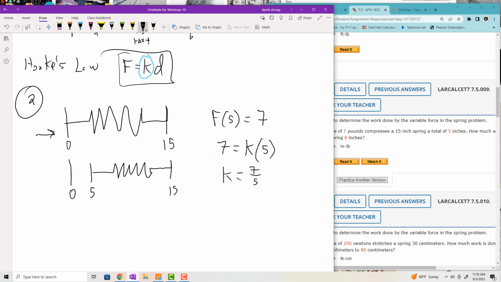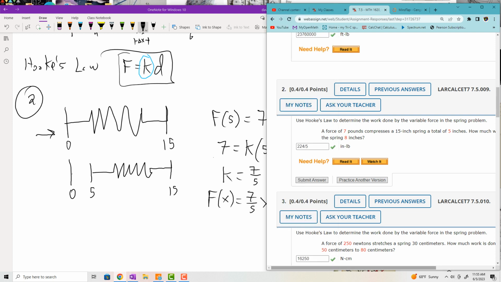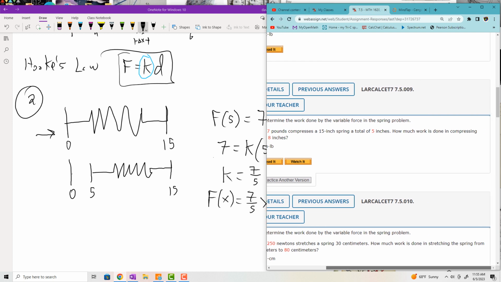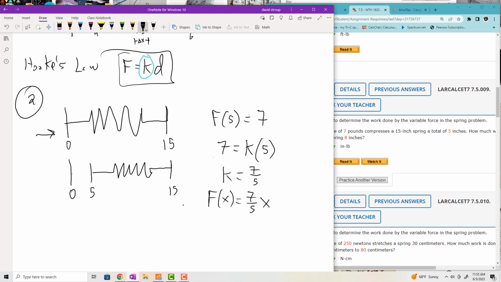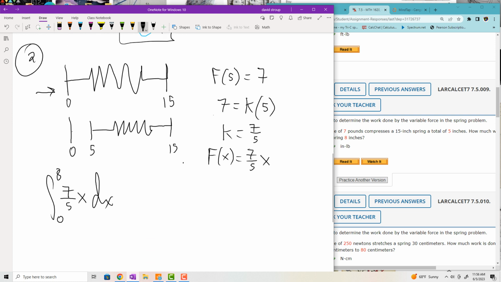And then we have our formula. So we'll write F of x is equal to 7/5 x. In the end, the problem wants to know how much work is done in compressing it 8 inches. So in the integral, we'll have the formula for force, and then we want to compress it from 0 to 8.